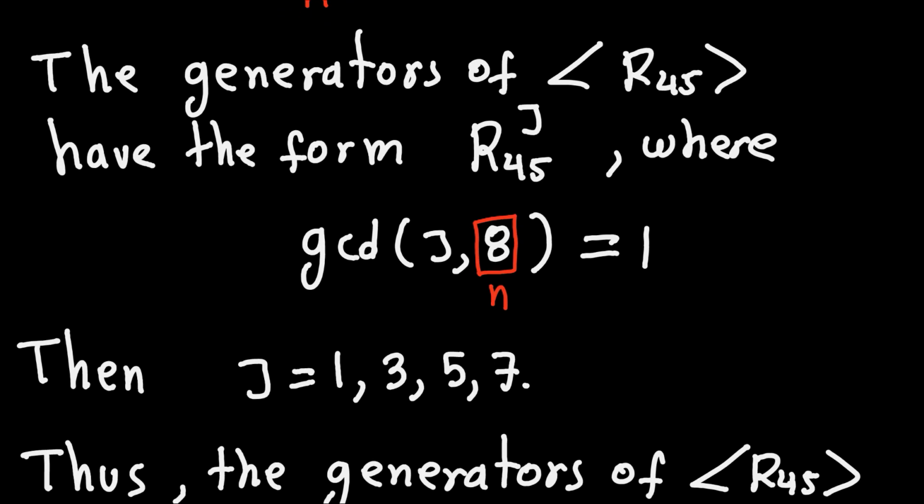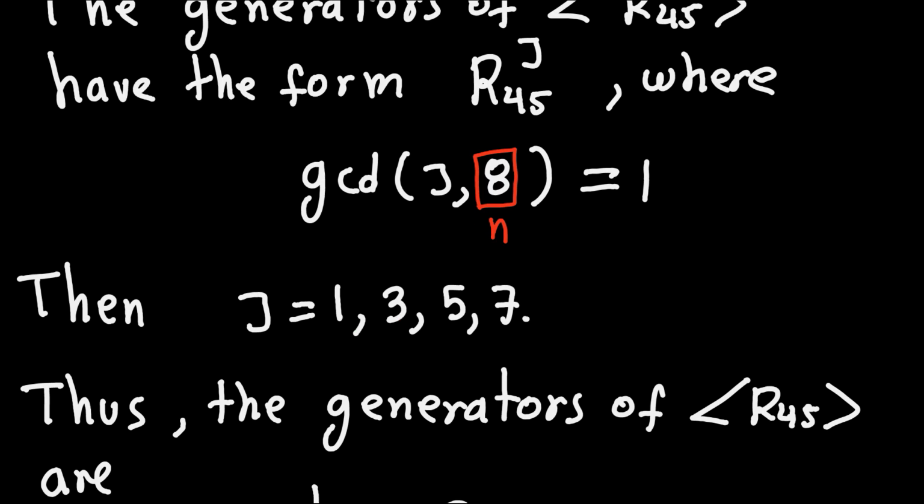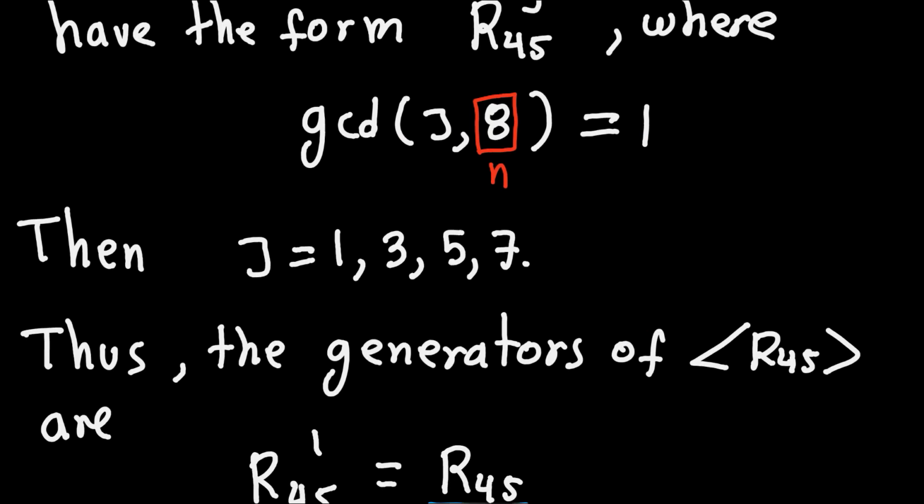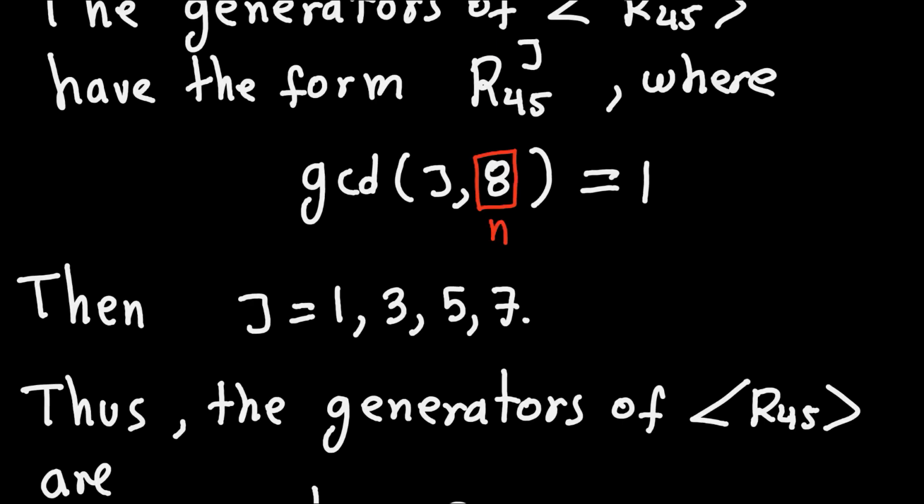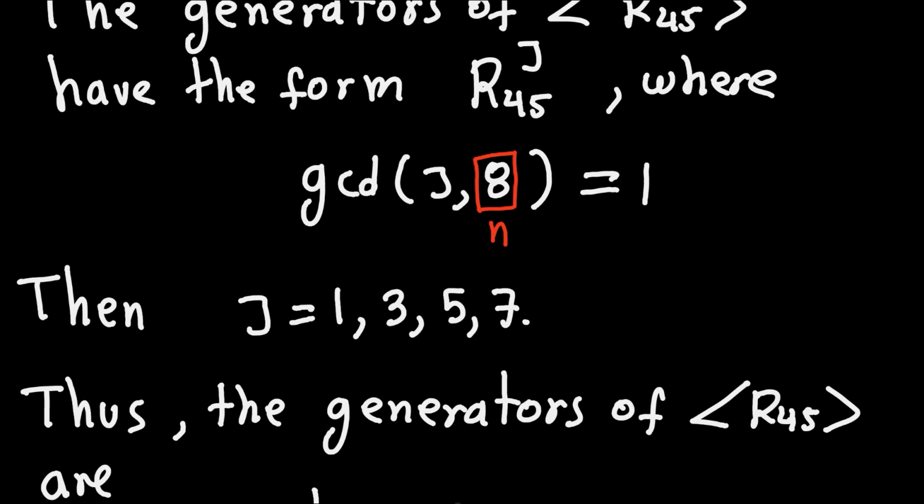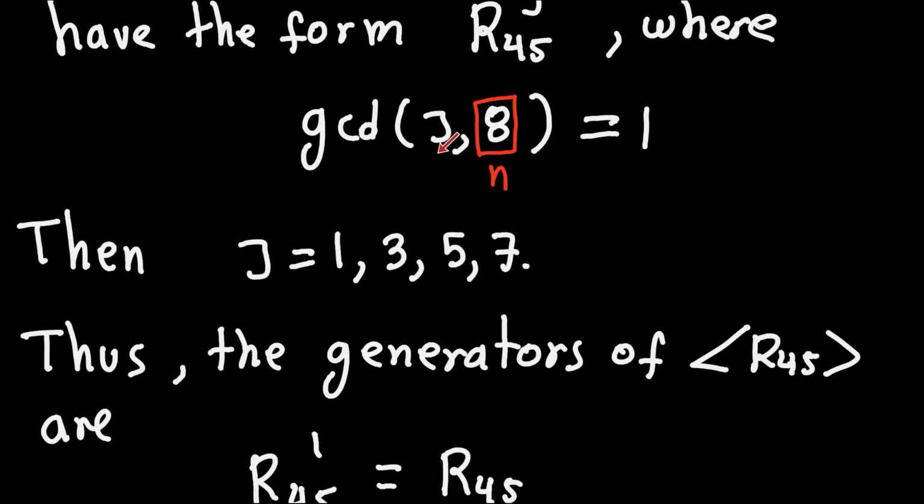Again, you do the same calculation. You go through all the numbers from 1 to 8 and select the ones that have no common factors with 8. If you do that, you're going to get the numbers 1, 3, 5, and 7. Now, 2, 4, and 8 are not here because the GCD between those numbers and 8 is not equal to 1. So you only select those that are equal to 1. So the generators of this particular subgroup will be taking the original generator, R45, and raising it to the power J when you take J to be any of these numbers.